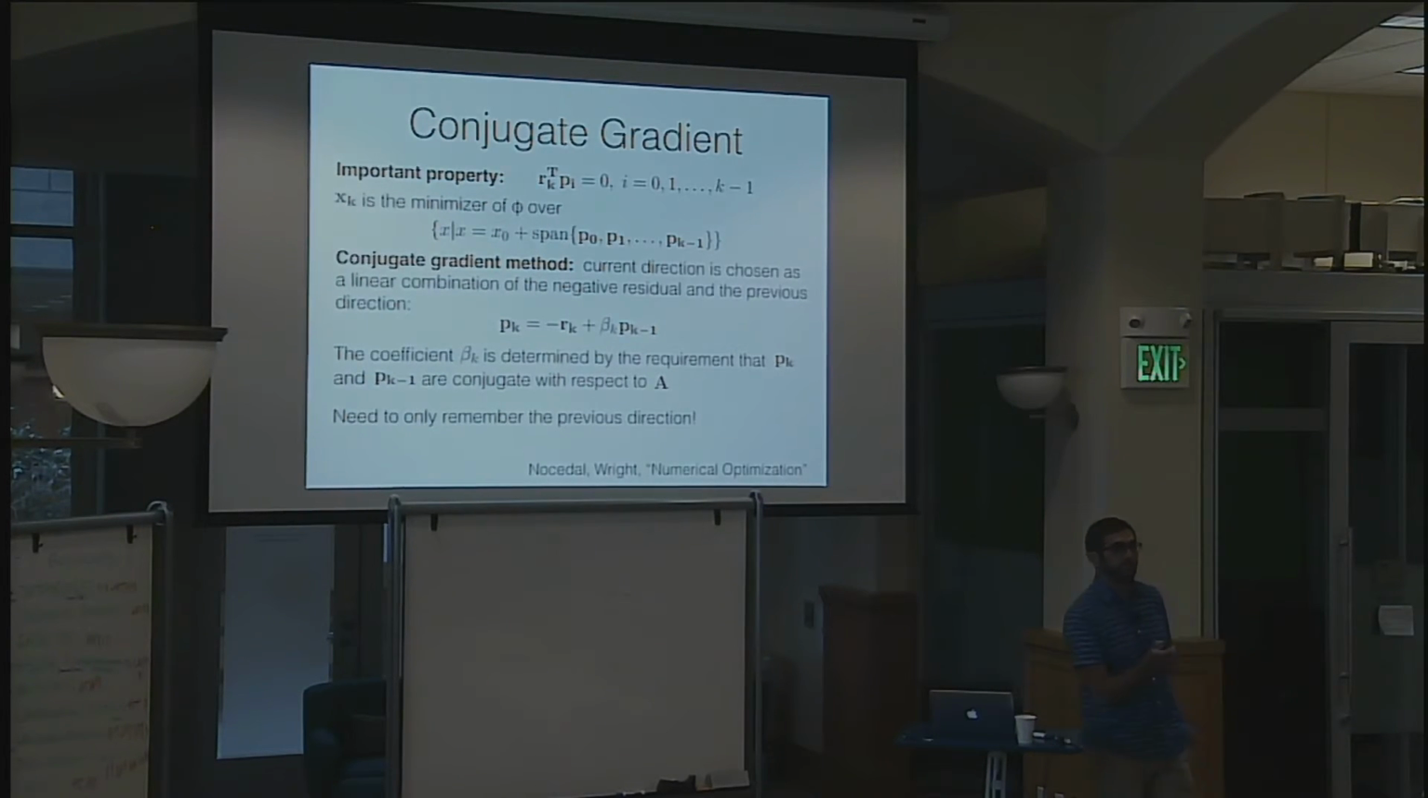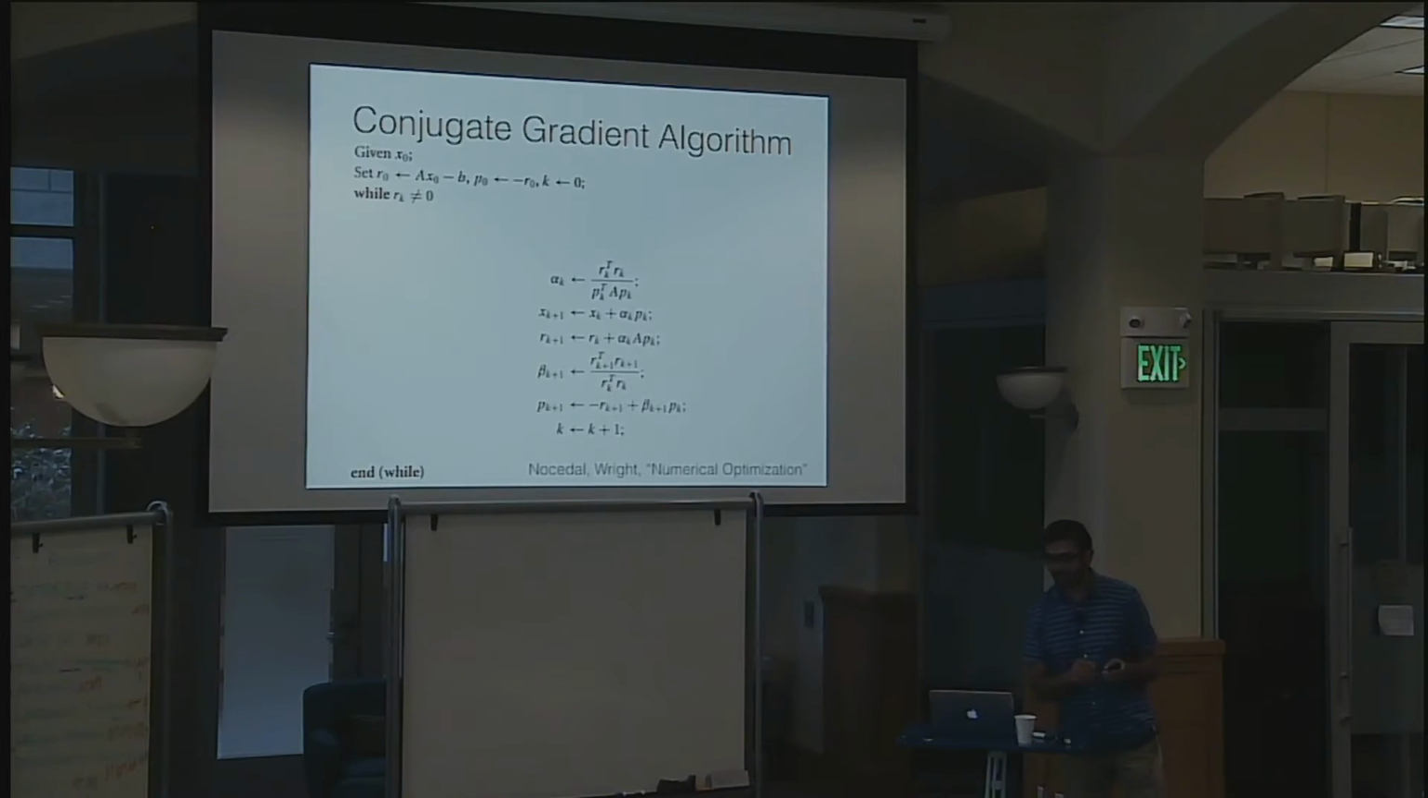And so this is excellent, actually. Why is this so important? It's that you can find your next conjugate direction depending only on the previous conjugate direction. So you don't even need to store all the conjugate directions that you have found so far. You just only need to remember the last direction that you did your minimization in. So this brings us to the algorithm.